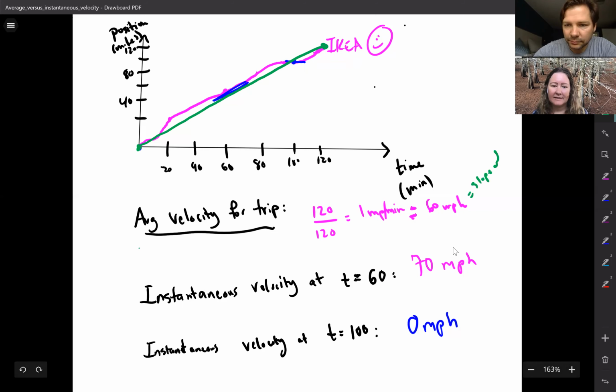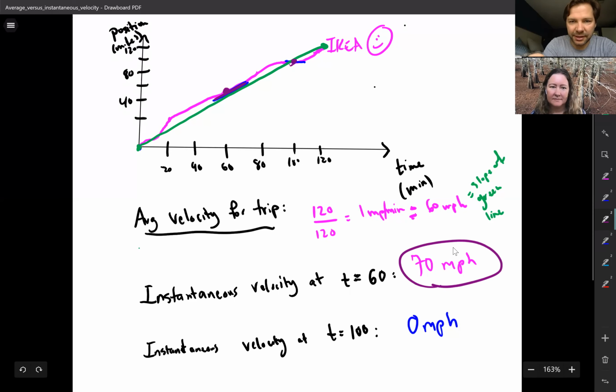Mm-hmm. And then the instantaneous ones are the slopes of those tangent lines, which again are more difficult to approximate. Right. So that would be 70 miles per hour, and then 0 miles per hour is what I had here. Exactly. Cool. Perfect.